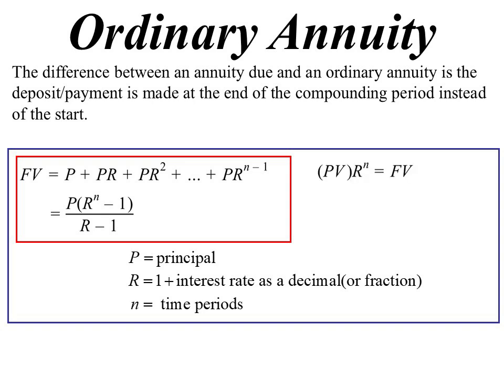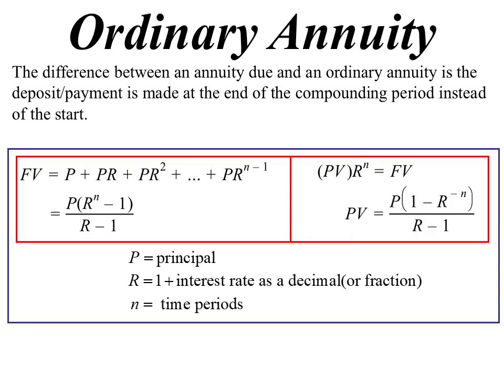And so to work out present value is the amount I would put in now, just one lump sum, to get the same future value. PV is P outside of 1 minus R to the negative n on R minus 1. But again, we don't really use those. We tend to build it up. We'll talk about repaying loans.